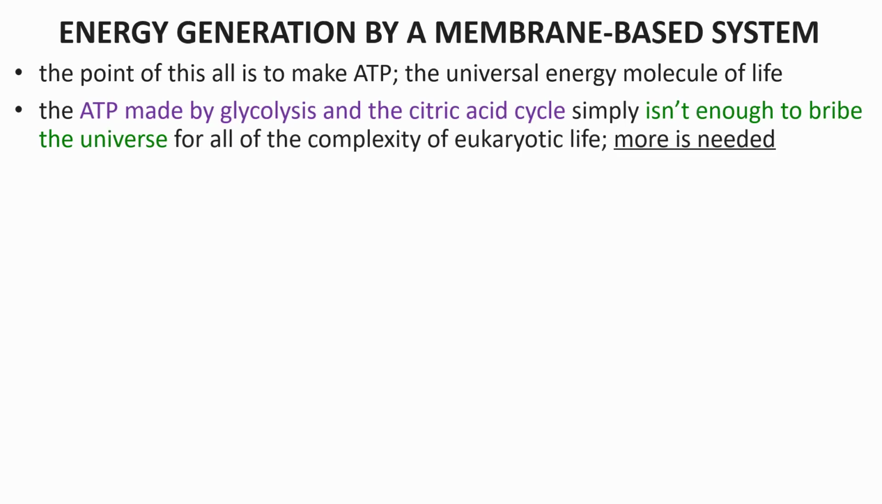But the amount of ATP made during glycolysis and the citric acid cycle is not nearly enough to sustain the complexity of eukaryotic life over an extended period of time. That complexity of our life requires a lot of universe bribing. We are very anti-entropy in our physiology. And in order to release enough heat to bribe the universe to allow eukaryotic life to be possible over the long term, we have to have a lot more energy harvested from glucose and convert that energy into ATP.